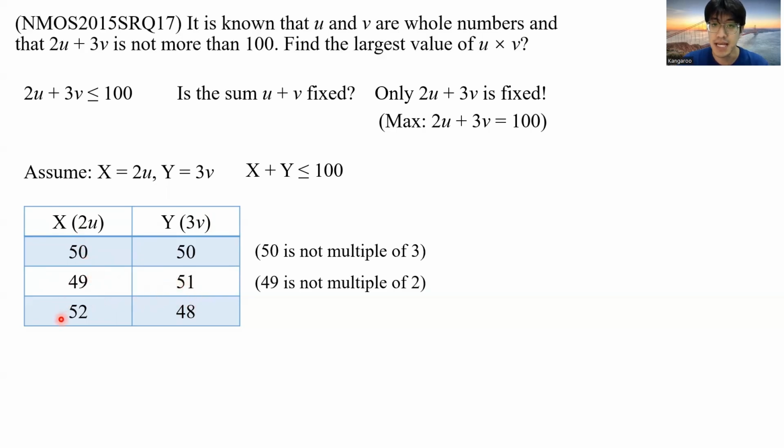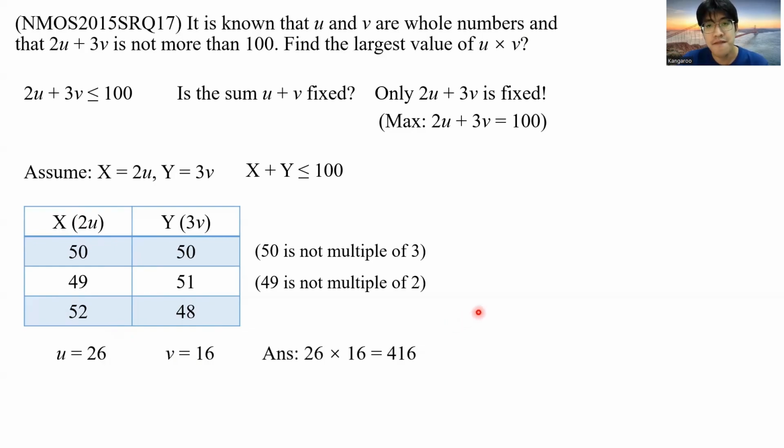But what about the other case? 48 is a multiple of 3, and 52 is a multiple of 2. They add up to 100, and they are the closest multiples of 2 and 3 to 50. So the largest product of x and y would be 52 times 48, which corresponds to u equals 26 and v equals 16. And voila, we have found the largest value of u times v, which is 416.